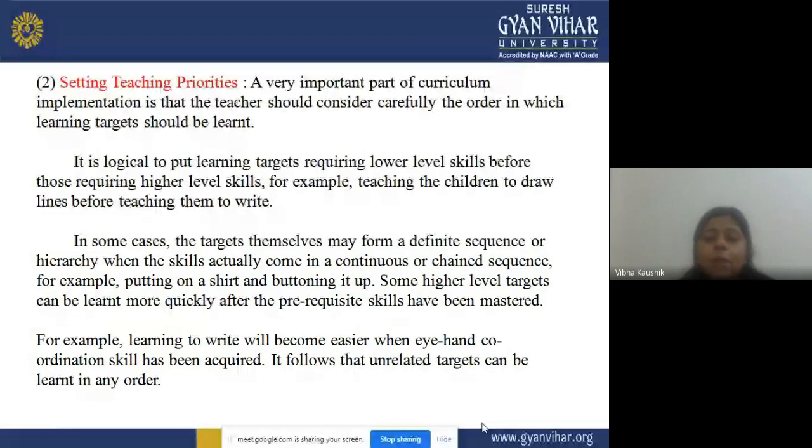Some higher level targets can be learned quickly after the prerequisite skills have been mastered by the student. For example, learning to write will become easier when the eye-hand coordination skill has been acquired. The student can learn easily when he or she has developed proper eye-hand coordination. Now, the third one is specifying baseline assessment procedure.